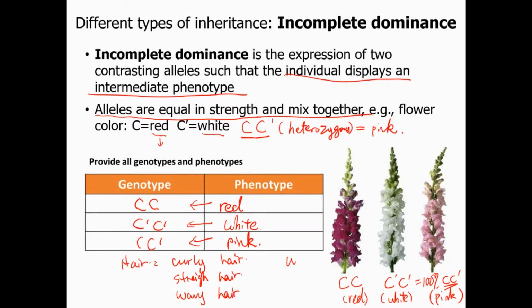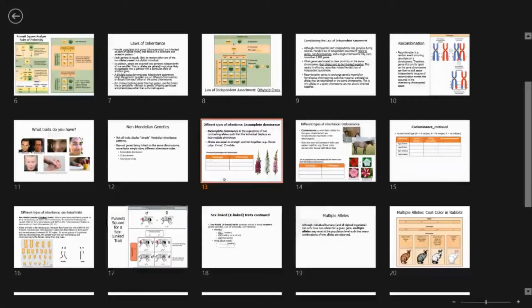So if we use big W and little w for the different alleles, if I say a curly hair person and a straight hair person have children, what would be their child's genotype and phenotype? Okay, so curly hair, straight hair, cross, and what will be their genotype and phenotype? And I'm going to tell you that in this case, it follows incomplete dominance.